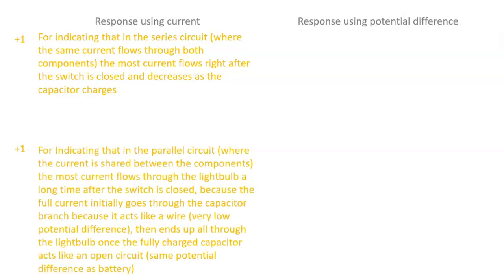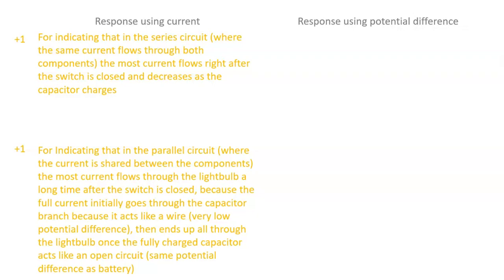Your second point would be for indicating that in the parallel circuit, where the current is shared between the components, the most current flows through the light bulb a long time after the switch is closed, because the full current initially goes through the capacitor branch because it acts like a wire with very low potential difference, then ends up all through the light bulb once the fully charged capacitor acts like an open circuit and has the same potential difference as the battery.